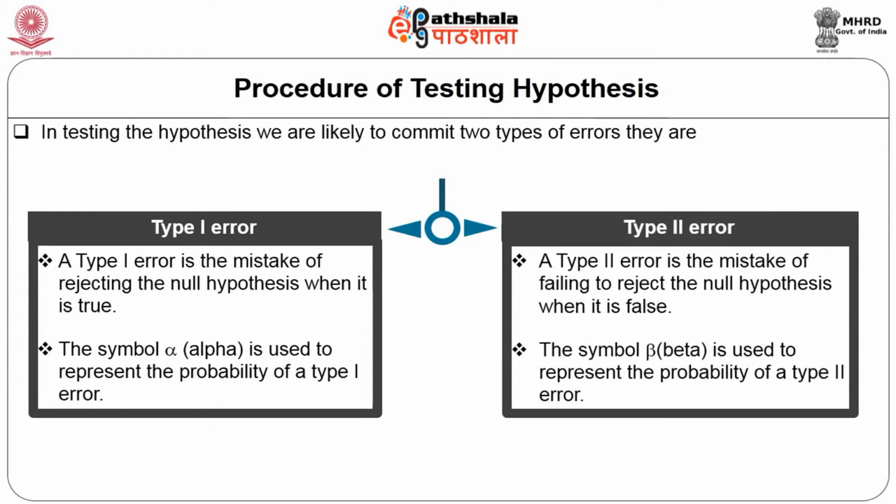Type 2 error is the mistake of failing to reject the null hypothesis when it is false. The symbol used for this is beta, represented as a type 2 error, which is nothing but a false negative. These we can accept up to 20%. Therefore, the goal is to keep the type 1 error alpha and type 2 error beta reasonably small.